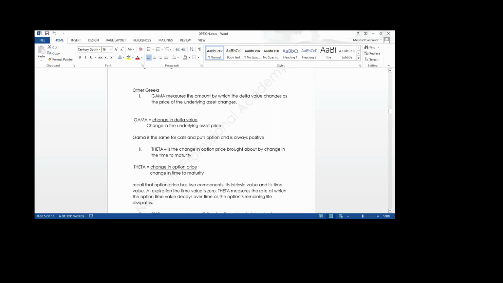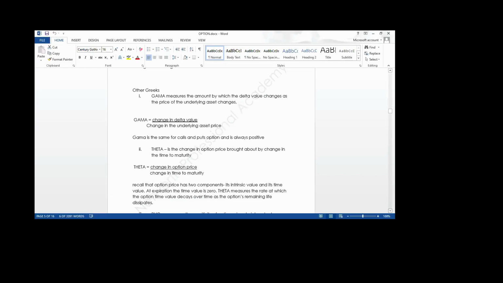We explain gamma. Gamma measures the amount by which delta value changes as the price of the underlying assets changes. As share price is changing, what is the change in delta value? That is what gamma measures. As currency price changes, what is the change in delta value?